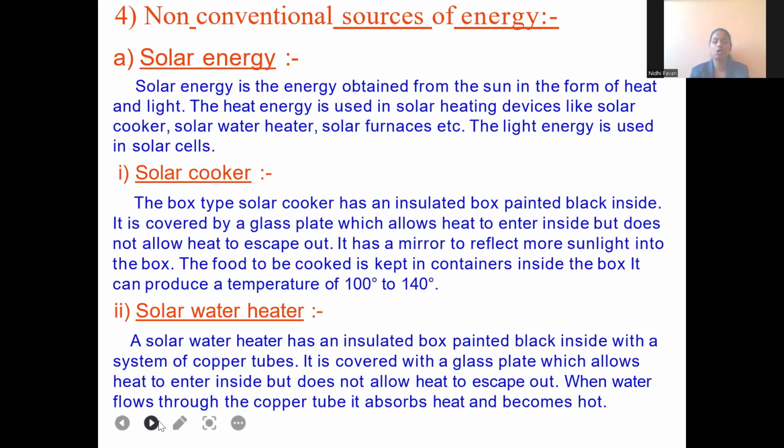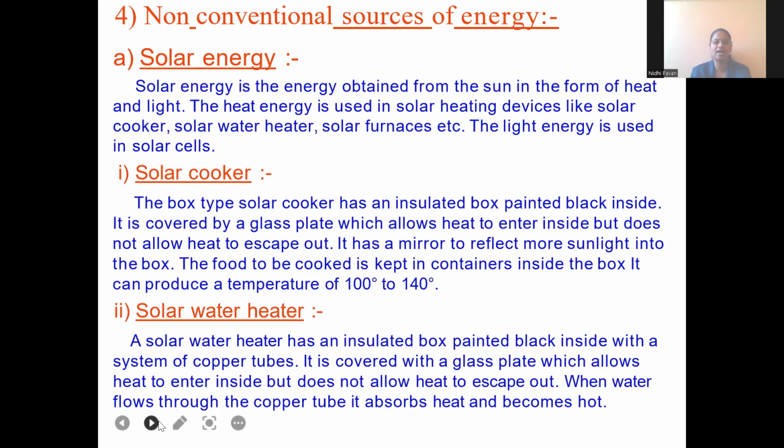Next, we have non-conventional sources of energy. In that, the first one is solar energy. As we come to know, solar is the energy which we get from the sun. From the sun, we get light and heat. The heat energy which we get from the sun is used in heating devices like solar cooker, solar water heater, and solar furnaces. And the light energy is used in solar cells so that we will get electricity out of it.